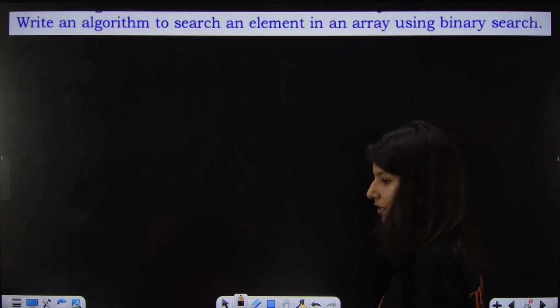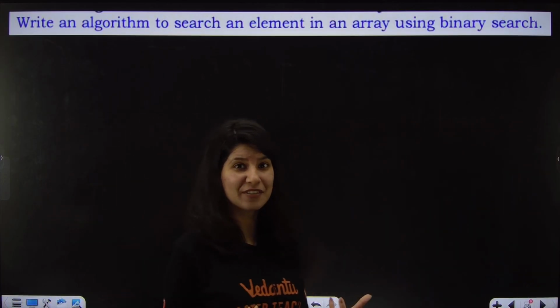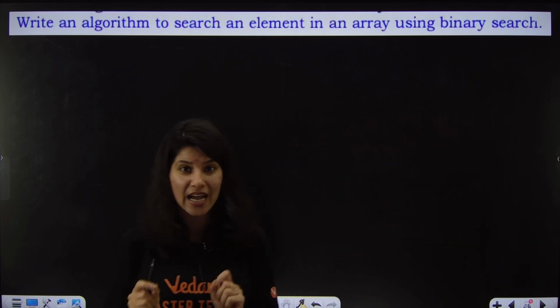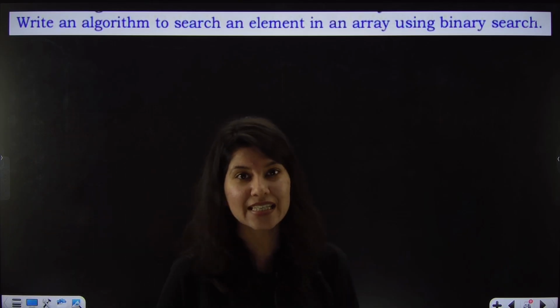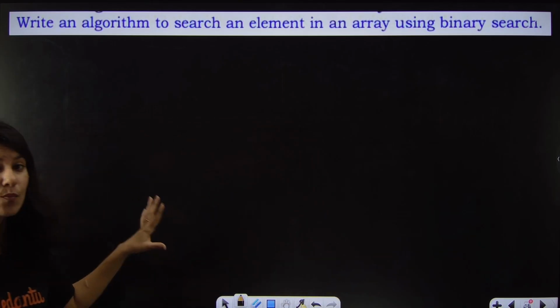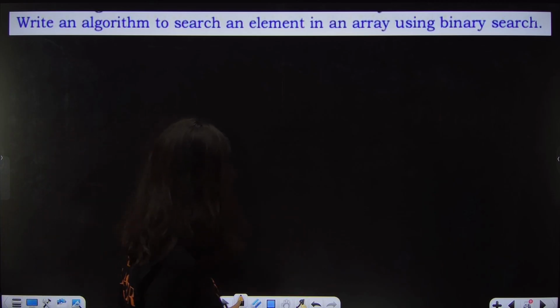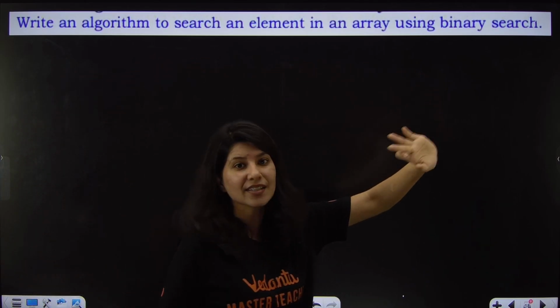Okay, all right, so I guess we have given more than sufficient time to object oriented programming, and I have a last question from data structure, the highest weighted chapter. I guess the most important question I could see every year, this question was getting repeated: ma'am, write an algorithm to search an element in an array using binary search.